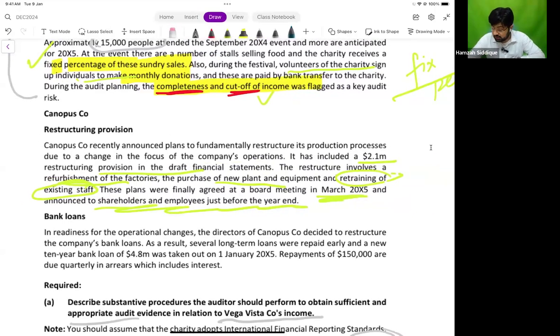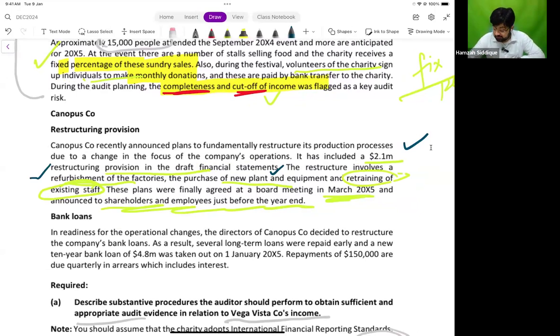One, we need to verify this issue, this plant and equipment refurbishment details. We need to verify the announcement to shareholders before year end, and agreement at the board meeting. So 1, 2, 3, 4, and 5 procedures done. And the 6th procedure is related to the retraining cost, which is incorrectly recorded. Students, see if you can identify issues from the scenario.